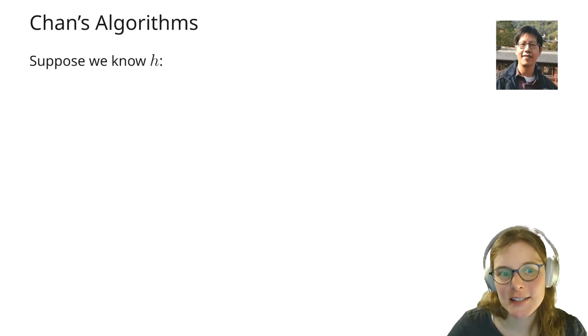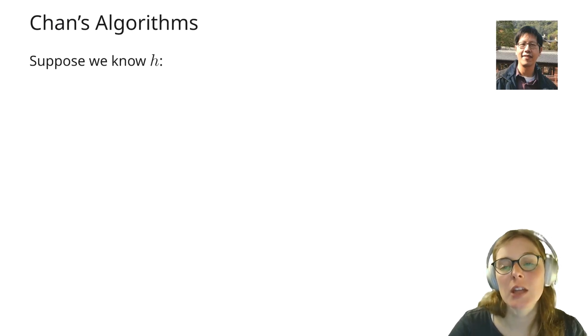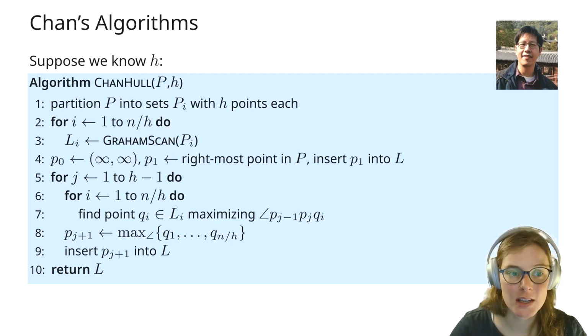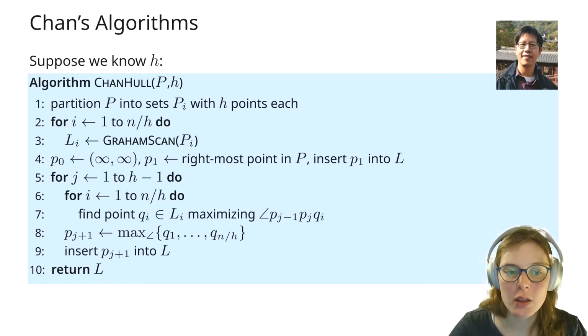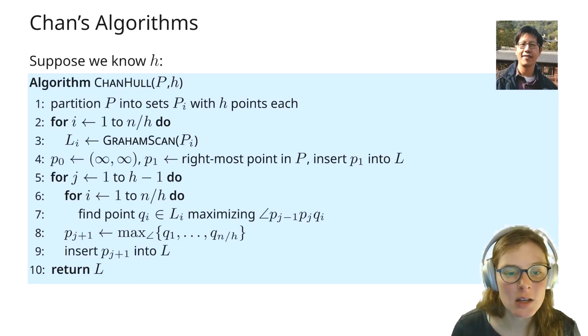So what Timothy suggests is the following. He says, suppose that we know h, suppose that we know the number of points that will lie on the convex hull. Then we can do the following trick. First, we start by partitioning the input set of points into smaller sets Pi with h points each. Then within each of these sets, we can run the Graham scan algorithm. And finally, to merge all the resulting convex hulls, we're going to use a gift wrapping technique.